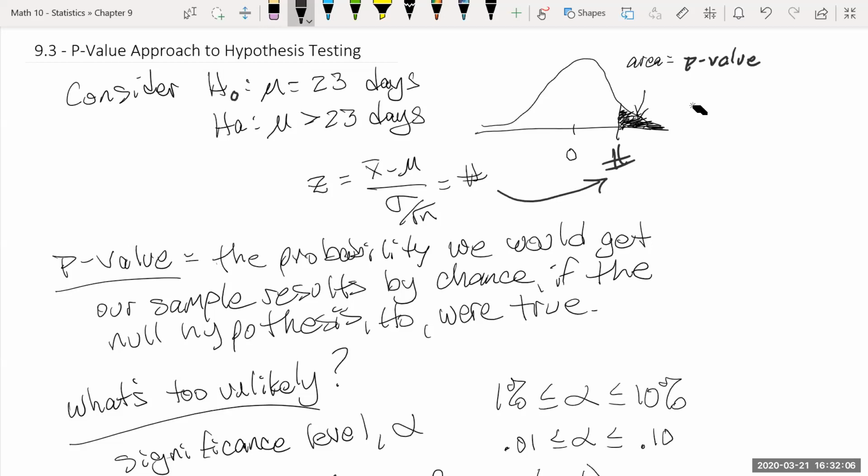And what that p-value is, any value from that number on gives us a certain probability. And so I wrote the definition of the p-value. The p-value is the probability we would get our sample results by chance if the null hypothesis were true. Now, it's that value or more. Right here on the line is that value, but anything past is anything more.